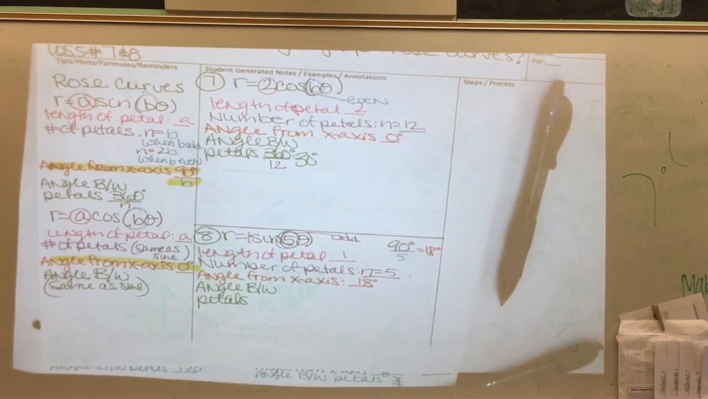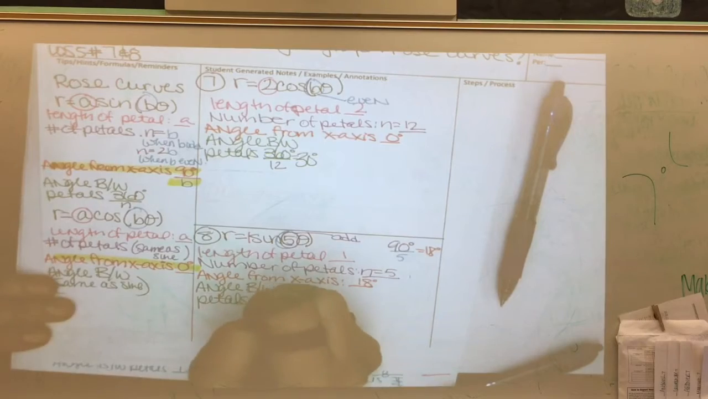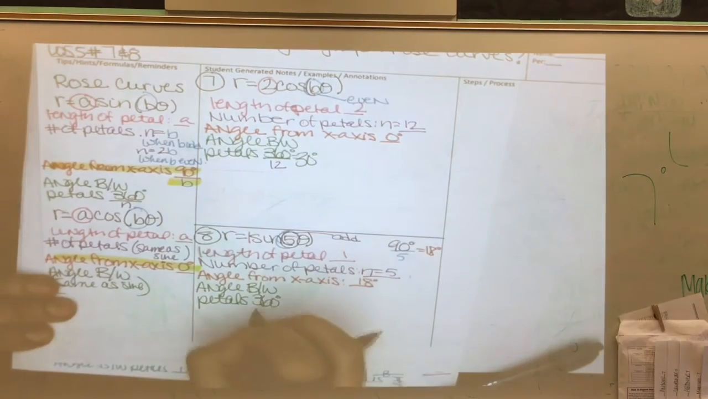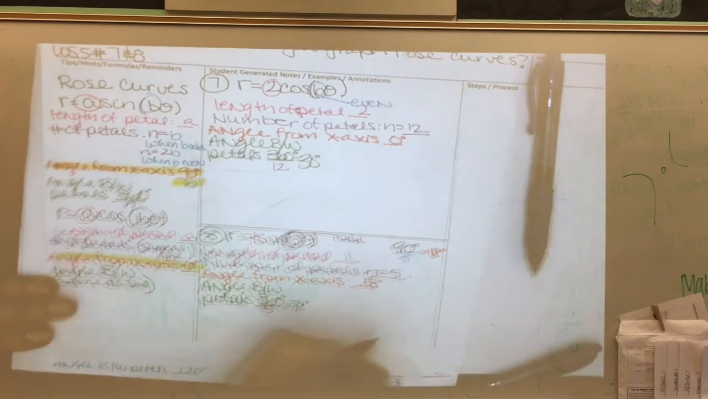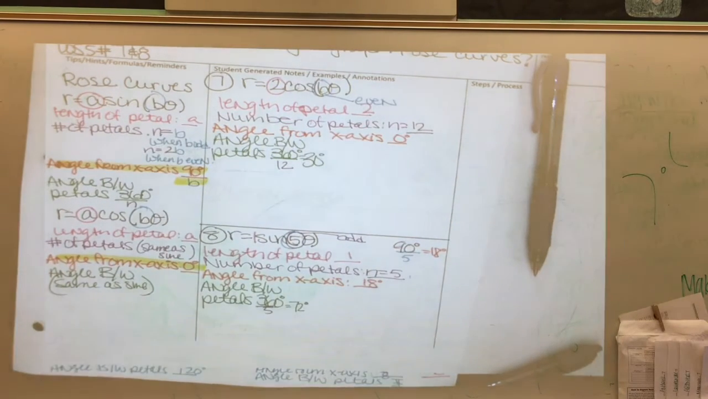So what am I dividing by 5? Divide 360 by 5. Yes, very good. We're going to divide 360 by 5. 72 degrees for 8 petals. Perfect, I love it. So 360 divided by the number of petals is going to give me an angle between petals of 72 degrees. Perfect.